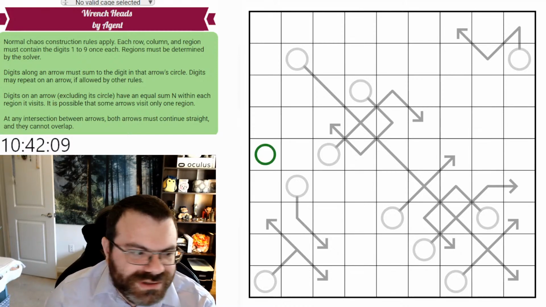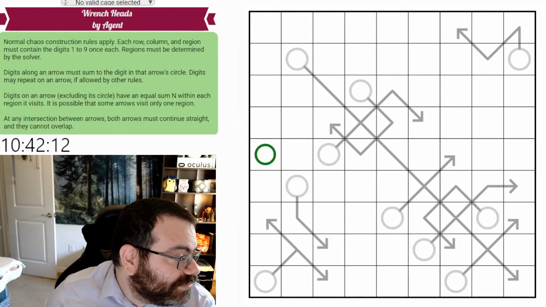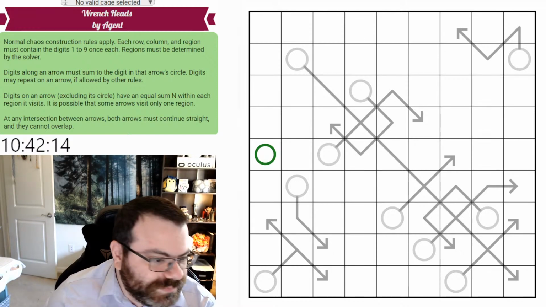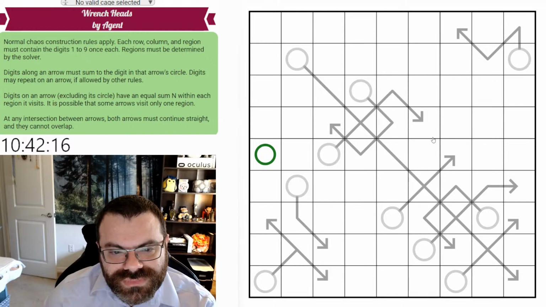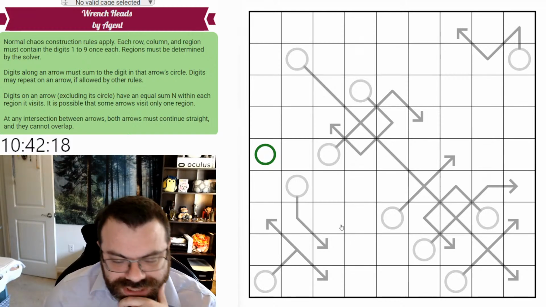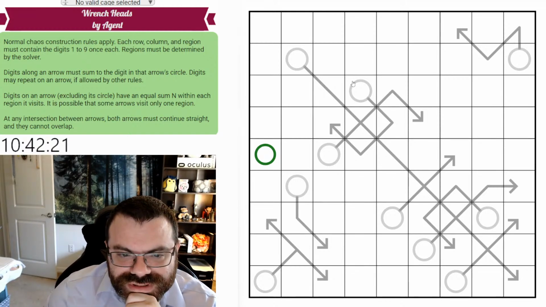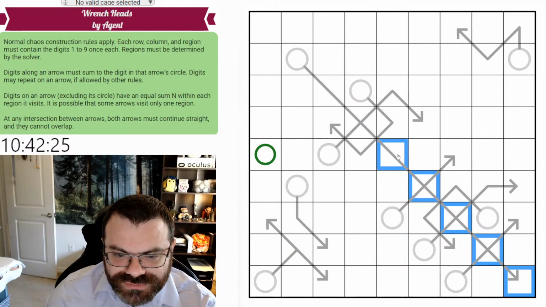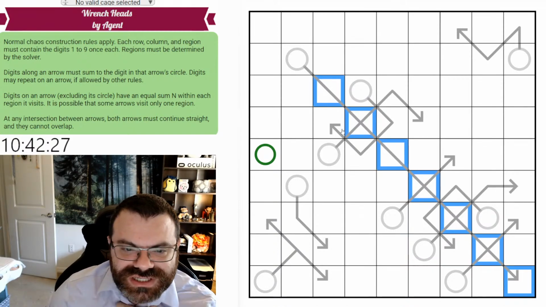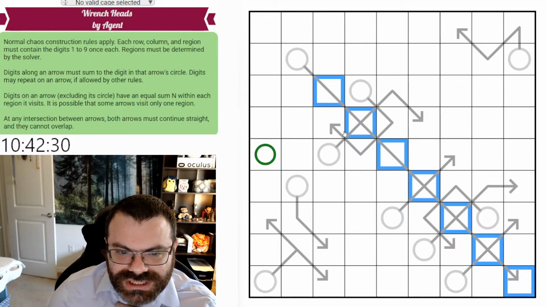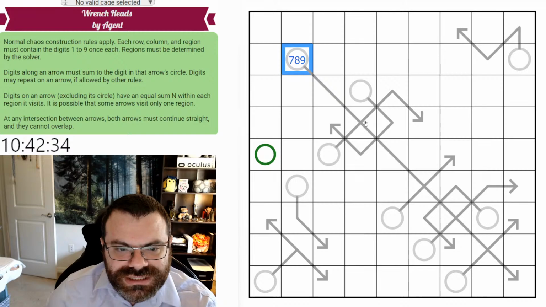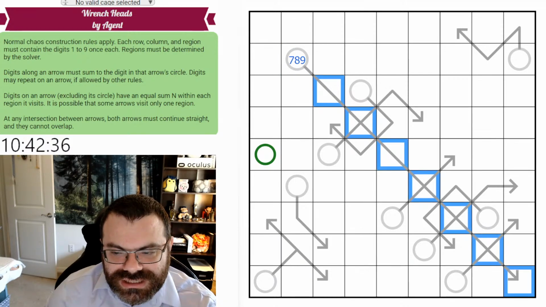The best cell was row 5, column 1. Okay. So this might be a good place to start. We have 1, 2, 3, 4, 5, 6, 7. We have 7 cells on this arrow. So it's at least 7. And so we can have up to a 3, I guess.